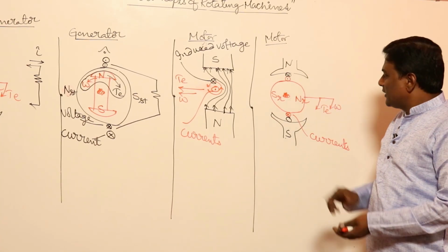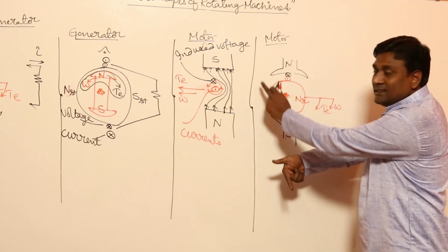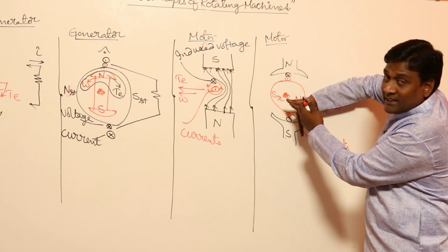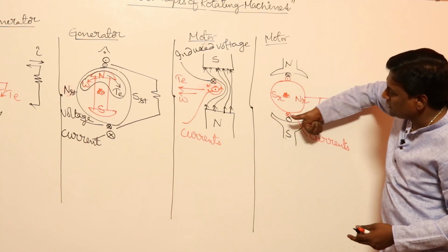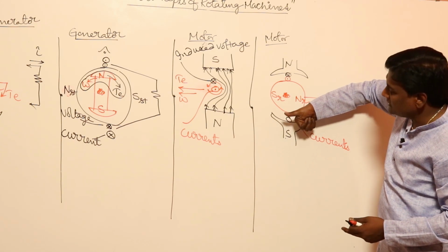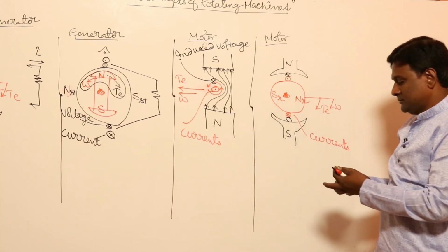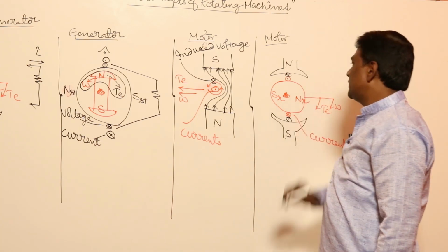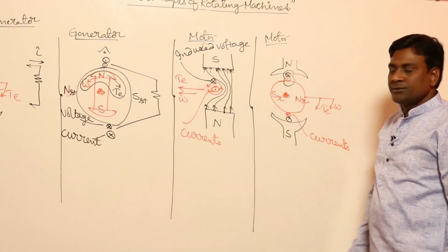Yes, that should be. For example, in this case flux is in this direction and my conductor is rotating in this direction. See here, my direction of rotor is in this direction, so my thumb, the motion of the conductor, is in this direction, and my flux is in this direction, so this is going to be the induced voltage. So induced voltage and currents are in opposite directions in a motor, or not? Yes.